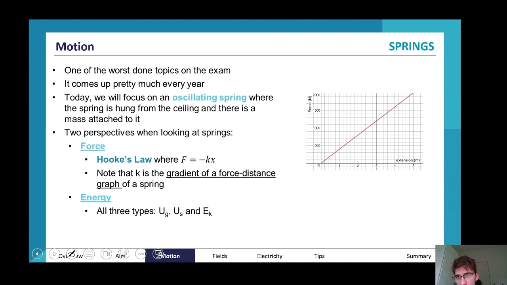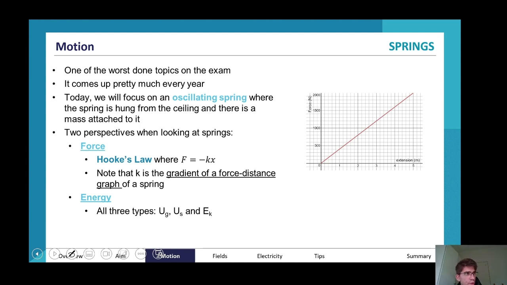One of the worst done topics on the exam, however, is springs, not just work and forces, it is springs. Springs are a horribly done topic on the exam. I don't have any words. Throughout the years, if you go through all the exams in the last decade, and trust me, I have even more than the last decade, I've done up until 1995. Obviously, I graduated in 2019, so pretty recent. The age difference between me and you guys, trust me, it's not that much.